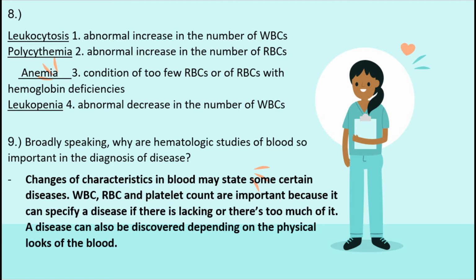White blood cells, red blood cells, and platelet count are important because they can specify disease if there is a lack or too much of them. A disease can also be discovered depending on the physical looks of the blood.